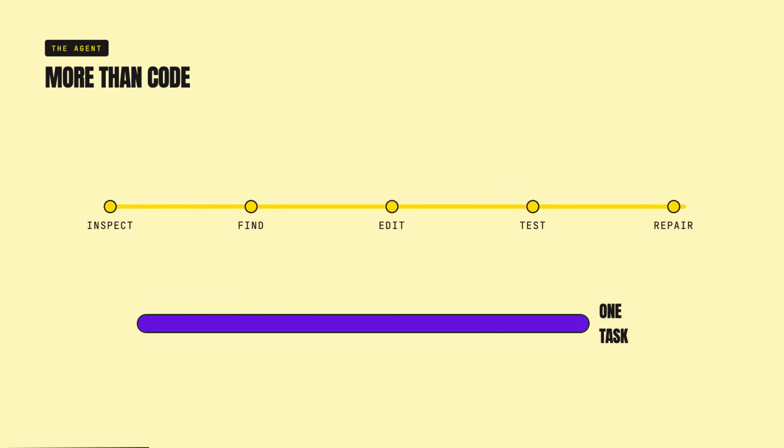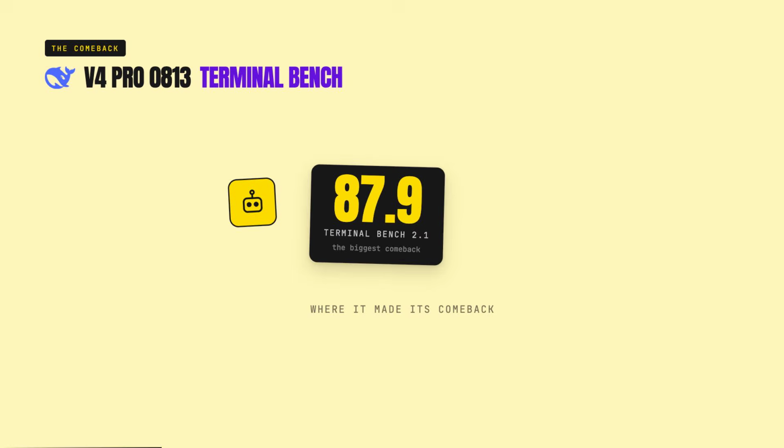This is why terminal and agent benchmarks matter. They test whether a model can keep working through a multi-step task, not simply whether it can write one correct piece of code. And this is where V4 Pro 0813 made its biggest comeback.